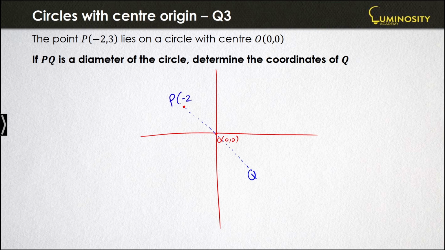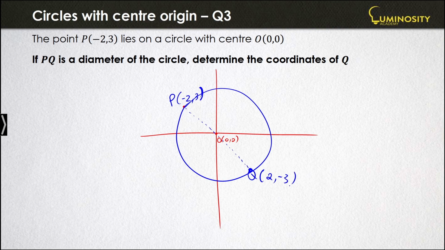This was the point P, negative 2, 3. Okay, and then the circle is going through that point there. All right, so to find the point Q, I would just use mirror symmetry. Okay, so I would see that this negative 2 here would have to be a positive 2, and then this 3 would have to be a negative 3.